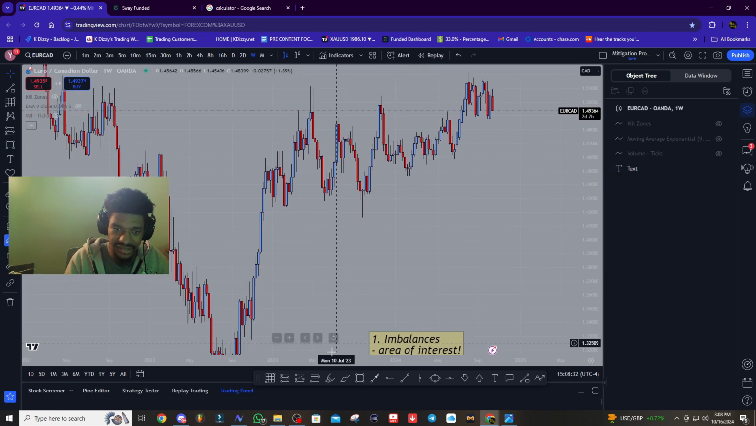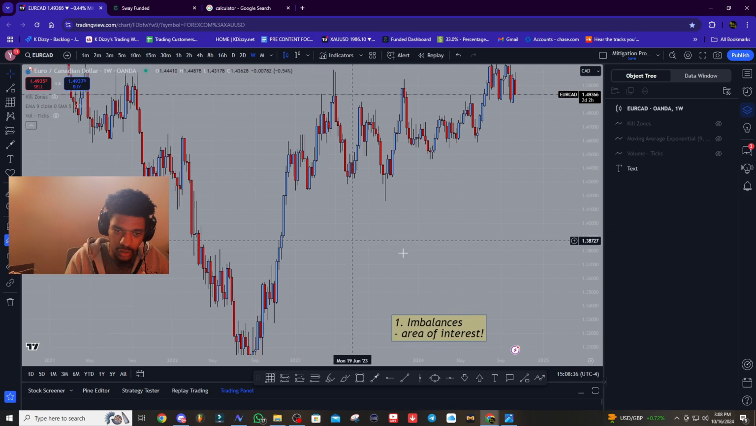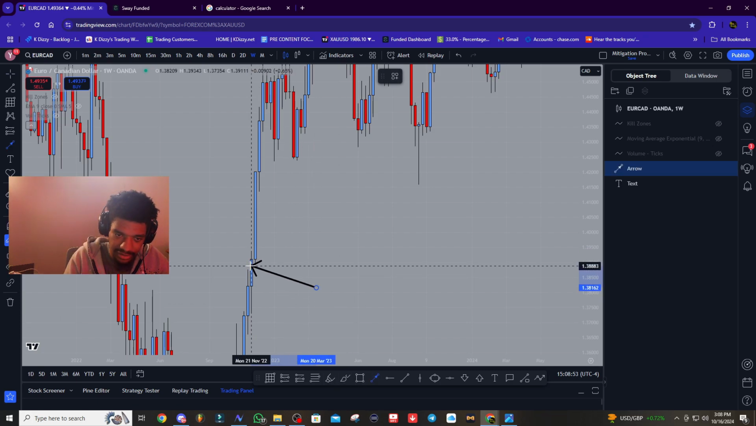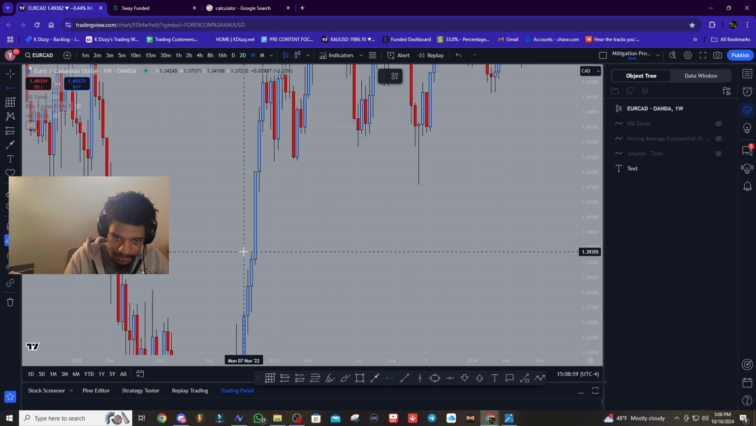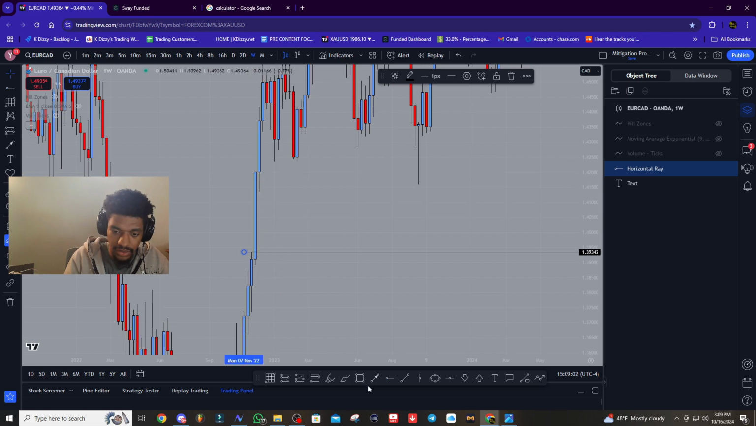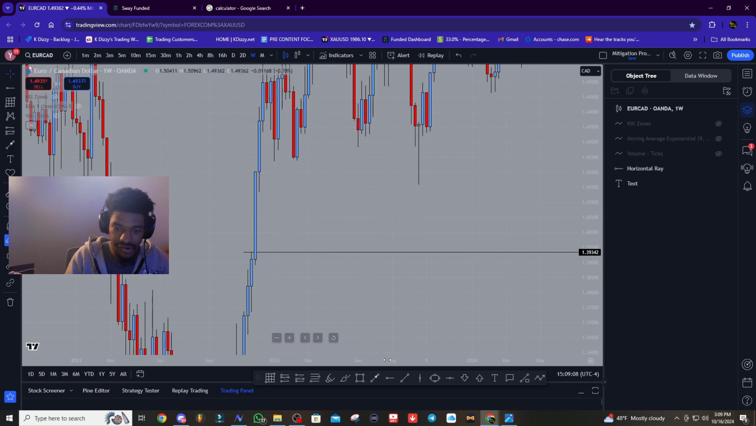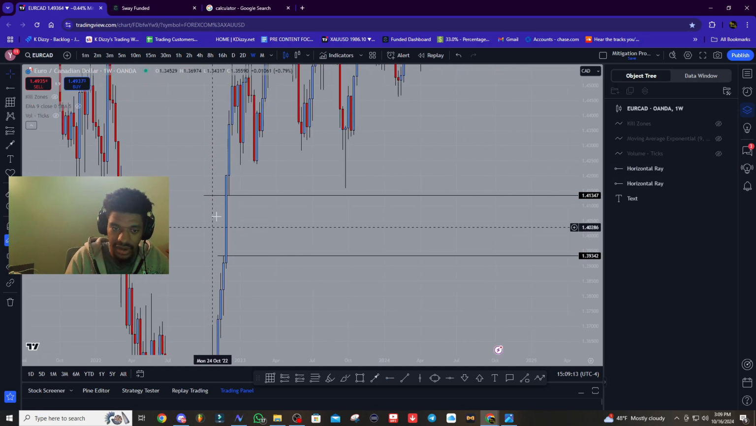So what an imbalance is: the gap between two candles, like the wick of a candle with the wick of another candle, and the amount of space that is left in between. So this candle right here, this blue candle that I'm hovering over, the wick of it stops right here, right? And then the candle right here that I'm on, the wick is right here. Boom. So this area right here, we'll call it an imbalance.